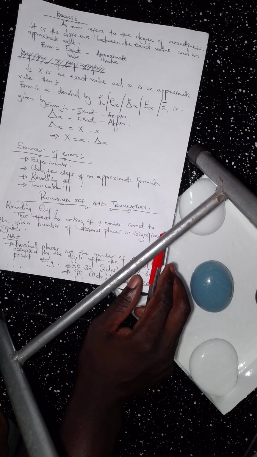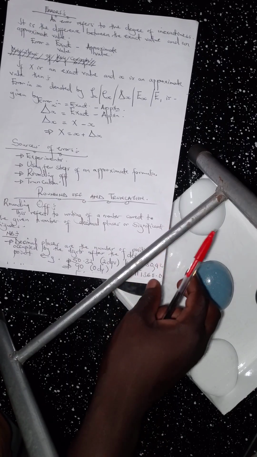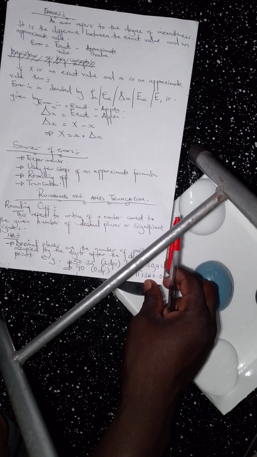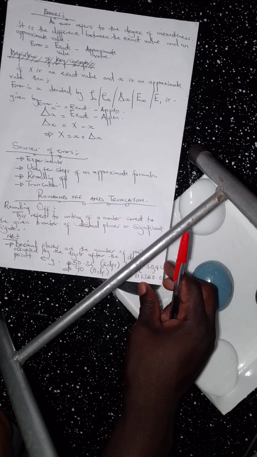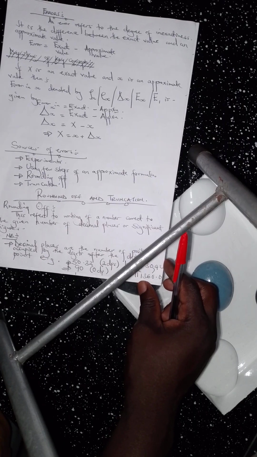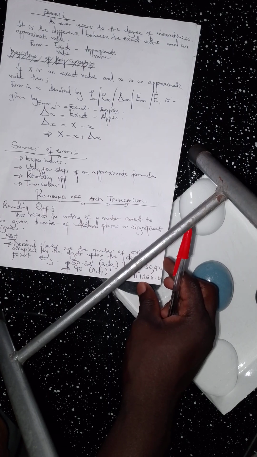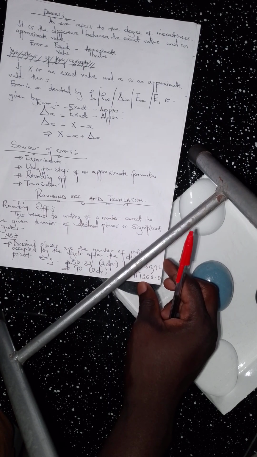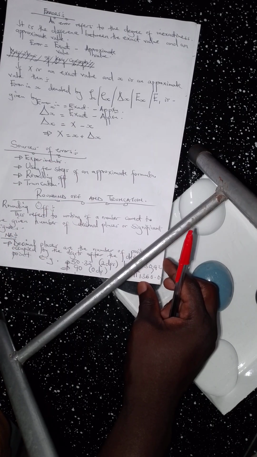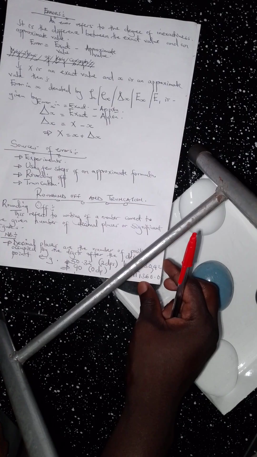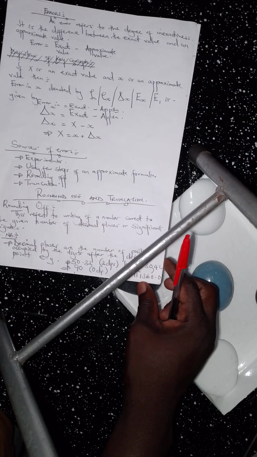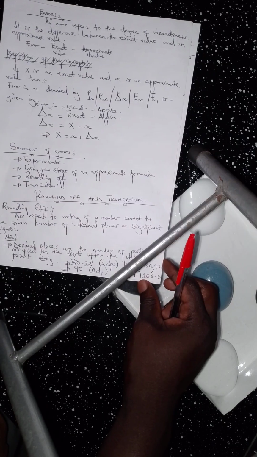Some of the sources of errors are experiments. There are some physics experiments which we carry out and we fail to get the correct final answers, but instead we get approximate values which are very close to the exact because of some factors. Also in chemistry, there are some experiments which prohibit us from getting the exact values. So one of the sources of errors is the experiments which we carry out in different subjects. Then we also have using a few steps of an approximate formula.